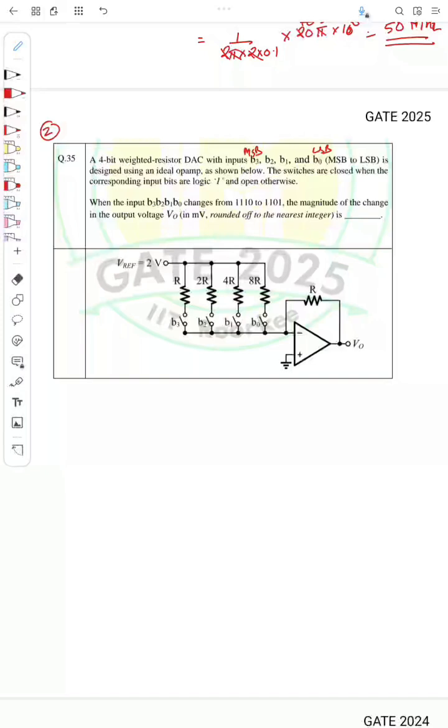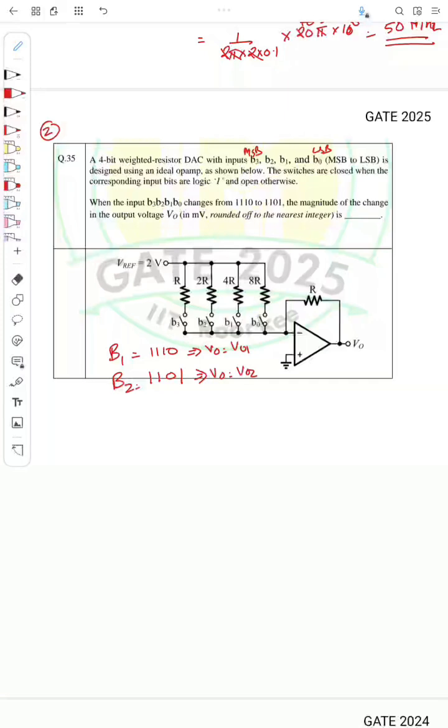Okay, so the question is: initially the bits were equal to 1110 and it is changed to, so I will call this capital B1, which corresponds to the bit stream. B1, the input bit stream, is 1110, and it is changed to B2 equal to 1101. So for B1 equal to 1110, the output will be some V0 equal to V01, and since the input is changed to 1101, V0 will now be equal to V02.